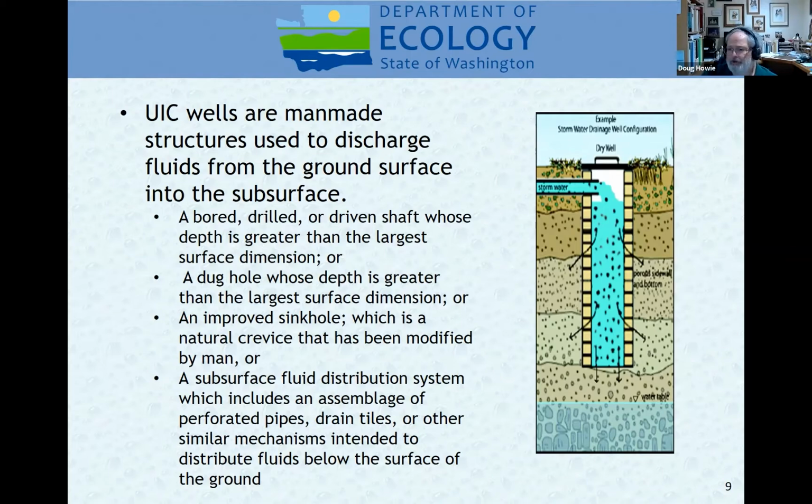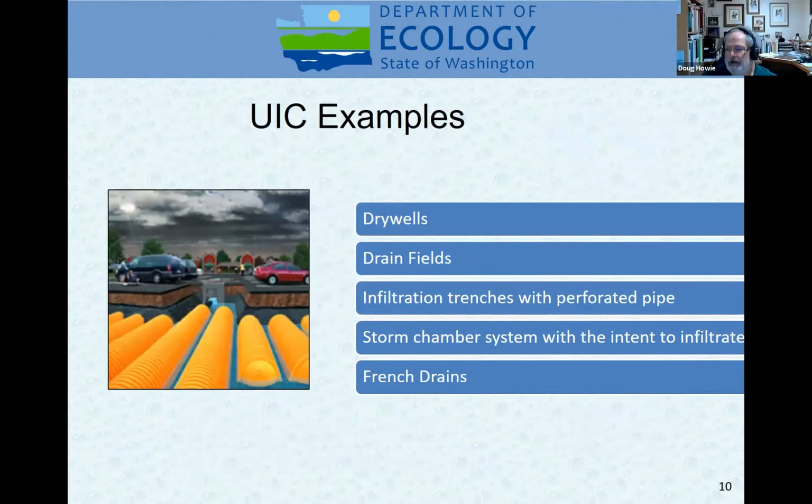And you can have an infiltration trench with a distribution pipe that's perforated, or an infiltration trench that doesn't have the pipes. If it has the pipes, it's a UIC. If it doesn't have the pipes, it's not a UIC. So other examples: drain fields, infiltration trenches with perforated pipe, storm chamber systems, these yellow things on the left-hand side, if they're designed for infiltration, EPA has declared those as being UICs.